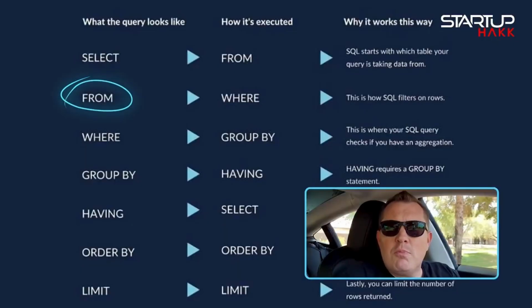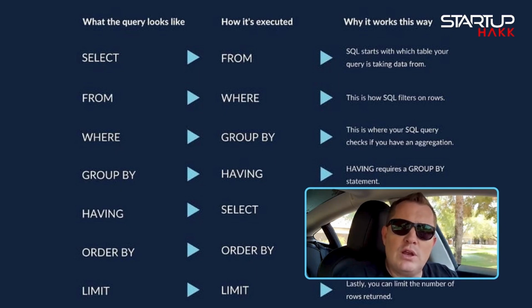From: the query begins by specifying the source tables or views from which the data will be retrieved. This clause defines the primary data source for the query. Join: if the query involves multiple tables, the join clause is used to combine data from different tables based on specified conditions. Different types of joins, inner join, left join, right join, etc., determine how rows from each table are matched and included in the result set.